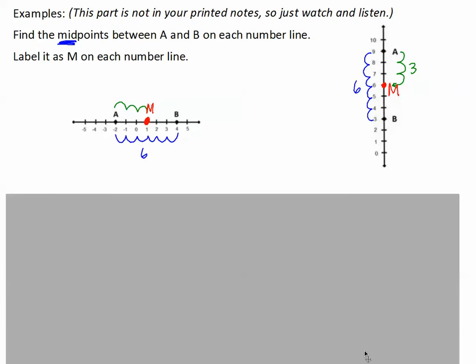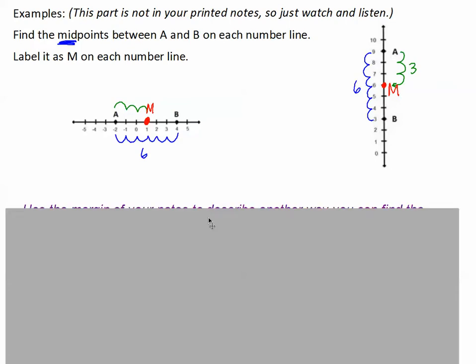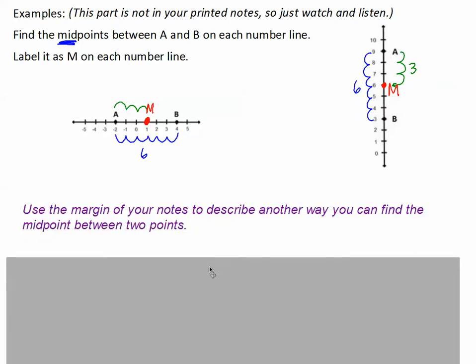Did you do it that way, or did you think of a different way? Maybe there's a faster way to do it. I'd like you to take a moment, pause the video, and use the margin of your notes to describe another way you can find the midpoint between 2 points. Go ahead, we'll wait for you.